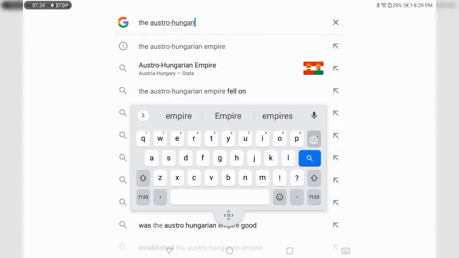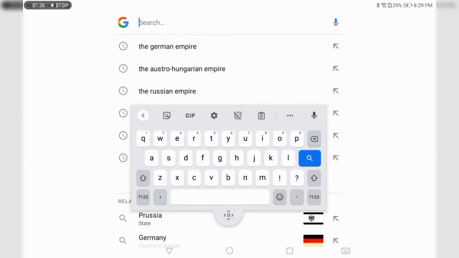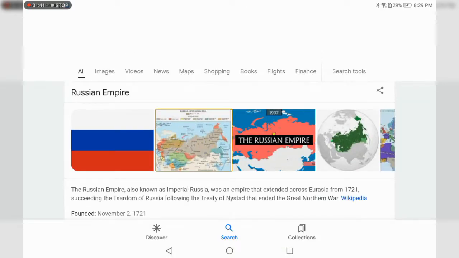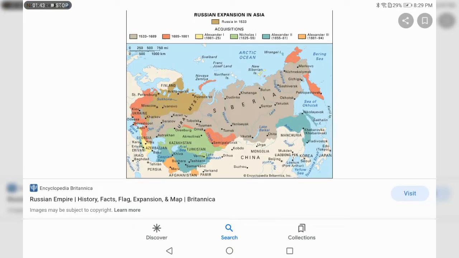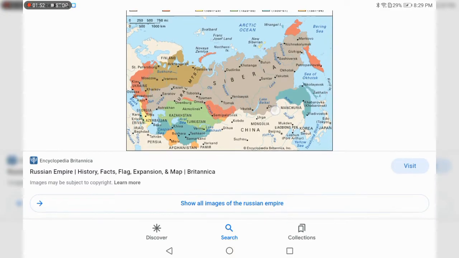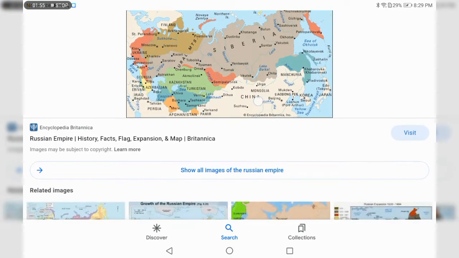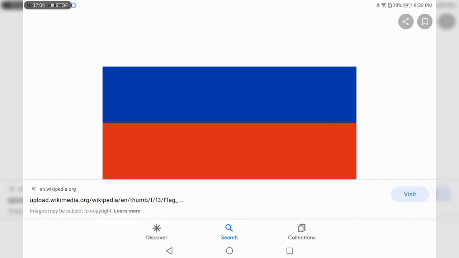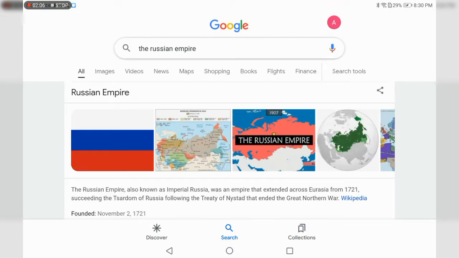And there was another massive empire, the Russian Empire. The Russian Empire was a really big empire, as it's from all the way from the Pacific to Europe, and it bordered Mongolia, China, Afghanistan, and Persia.